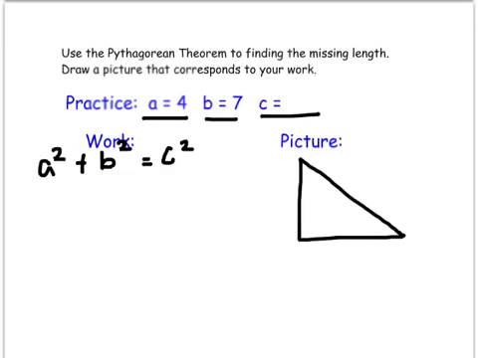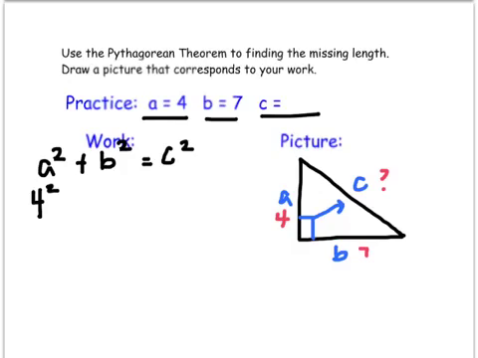How do I know that it's a right triangle? Because it has a right angle, and I show it by that. I'm going to label A, B, and I know that C has to be across from my right angle. And that is going to be my hypotenuse. Okay, so I'm going to label A is 4, B is 7, and C, I don't know yet. So I'm going to go ahead and plug in my numbers. Where I see A, I'm going to put in 4. So I'm going to do 4 squared.